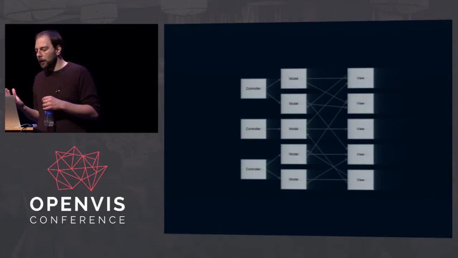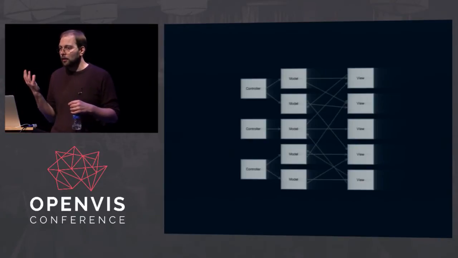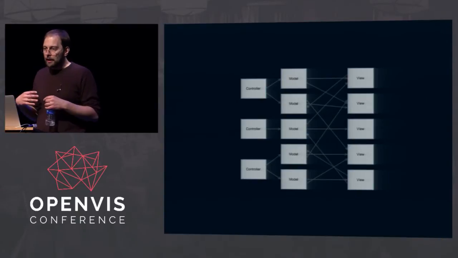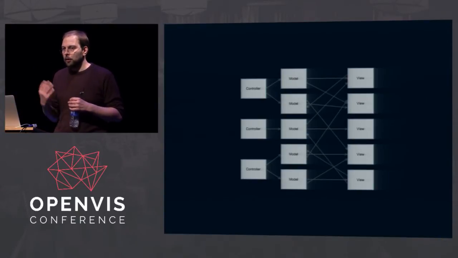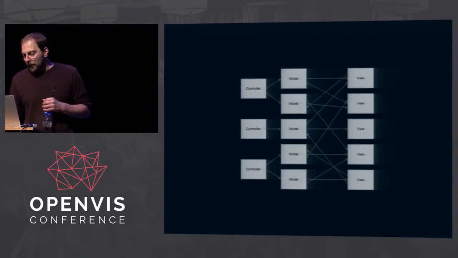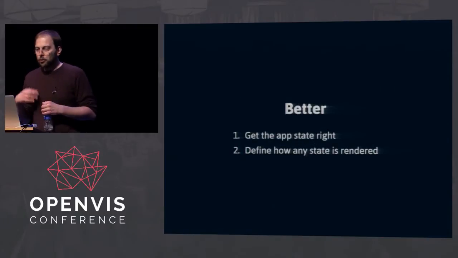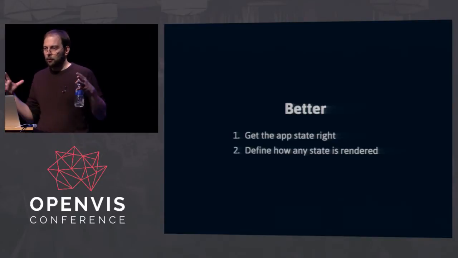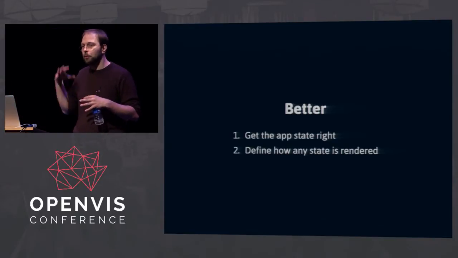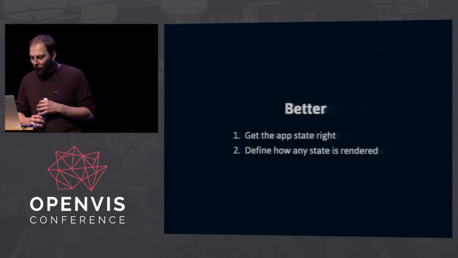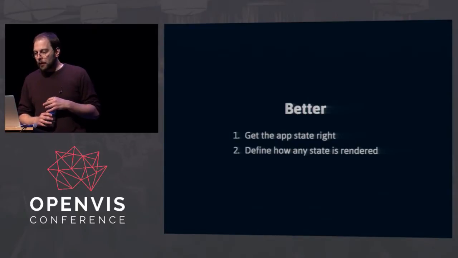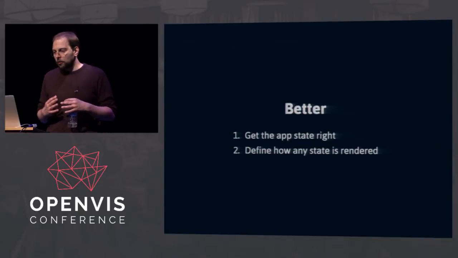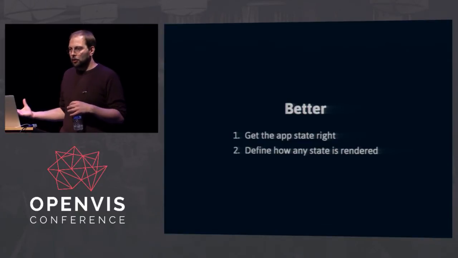Right? Our application state is scattered across the models. There's no one source of truth. Also, sometimes it's even redundant, which, of course, doesn't contribute to consistency. So it could be improved, maybe, if we just do it in this way. We get the application state right, right? We can encapsulate it without thinking too much about how we represent it at first. But then we define this mapping from the application state to the actual representation.